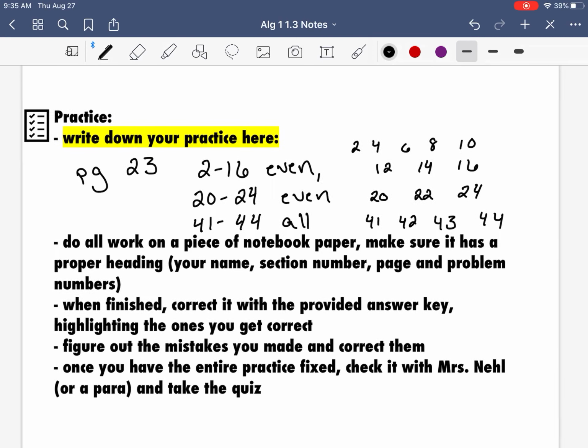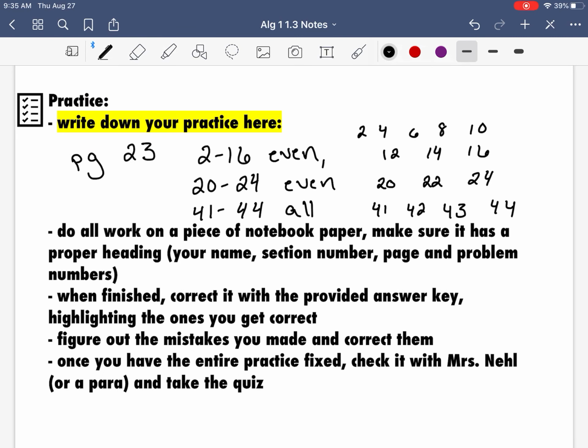Again, do it on a separate piece of notebook paper, making sure you have a proper heading. Write the problem down first, showing all appropriate work. When you have it finished, please check with me.